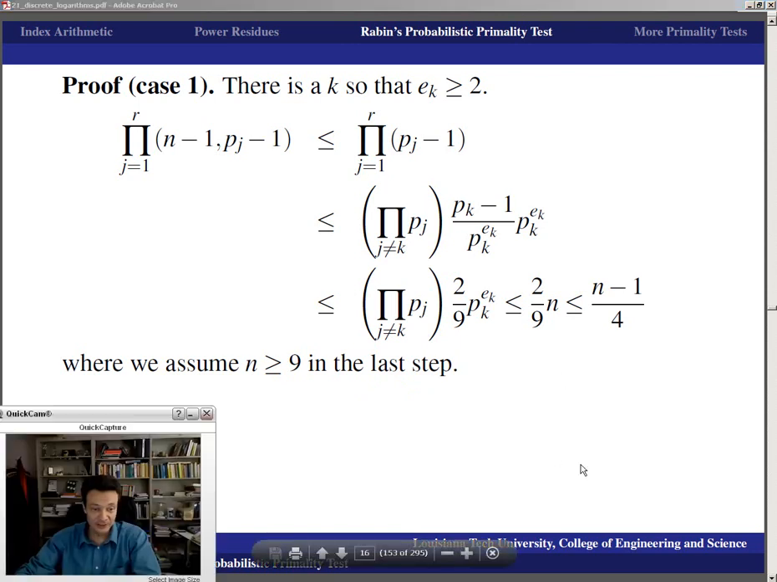And here's probably where I need to say something real quick, and that is, by training I'm an analyst, so when I look at an inequality such as 2/9 n less than or equal to (n-1)/4, I automatically assume n is large enough for that to work out.